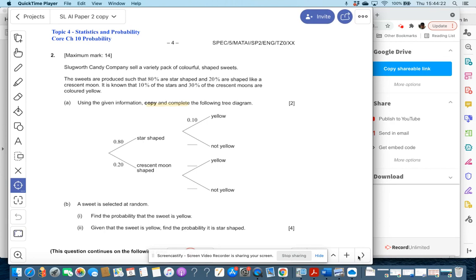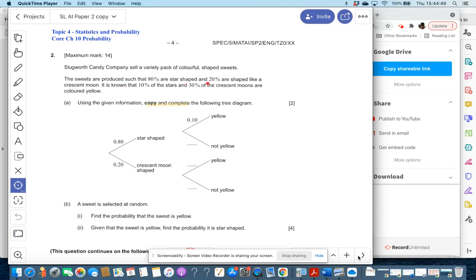It is known that 10% of the stars are colored yellow. So I see that already. And 30% of the crescent moons are colored yellow. So I need to put 0.3 in here to complete the tree.